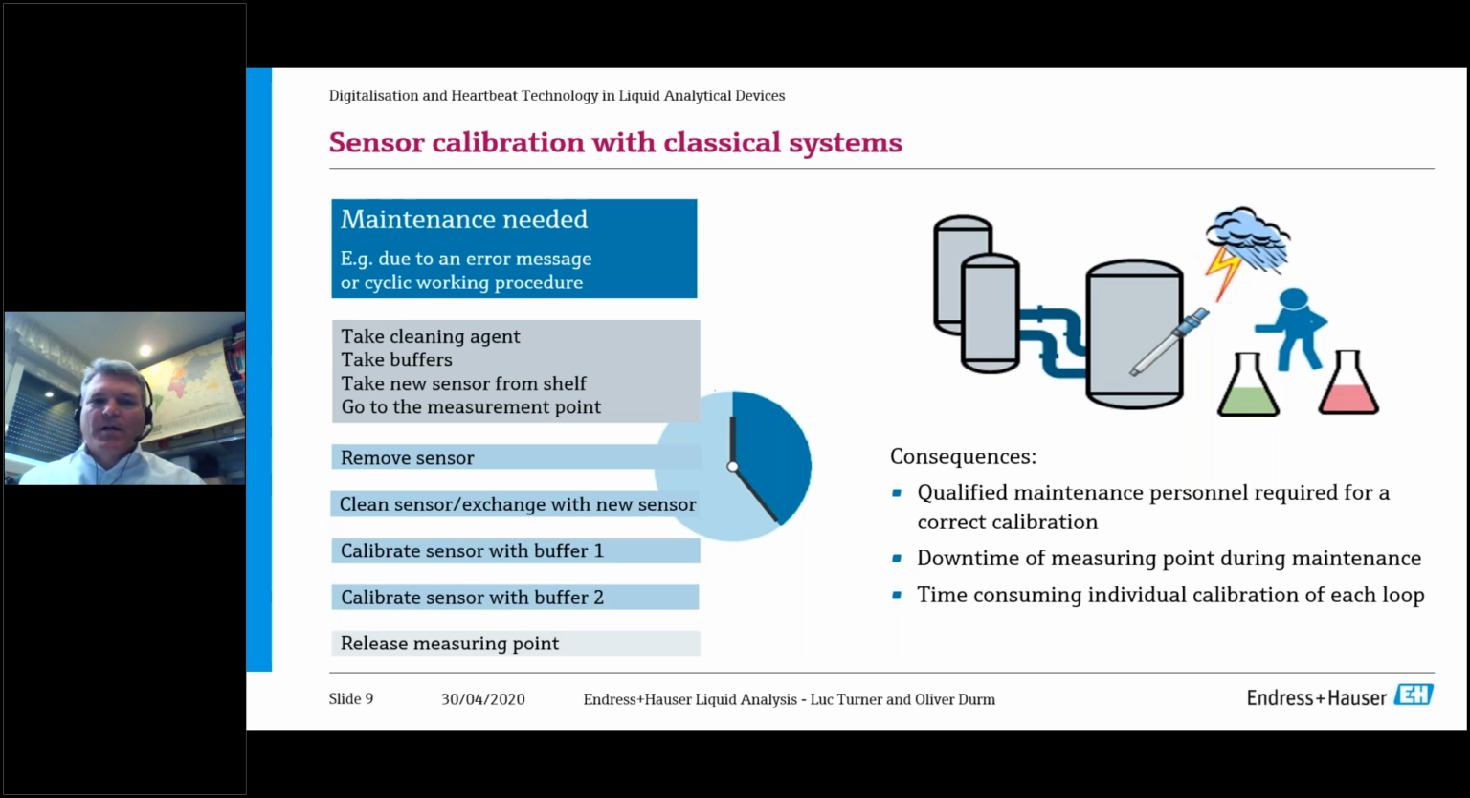As you can see, during this time you have a downtime. So it's time consuming, because each loop needs an individual calibration. You have downtime during this process, and you need qualified maintenance personnel to do a correct calibration, because the outside ambient temperature, everything, plays a role.